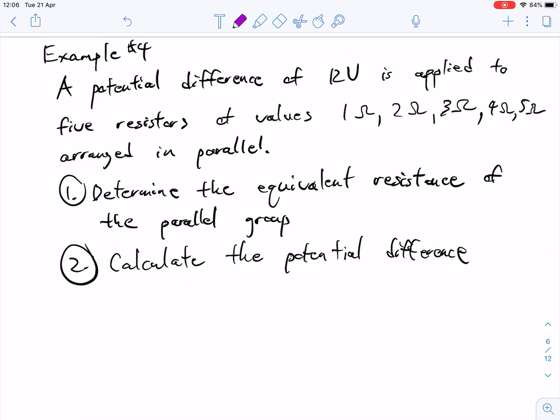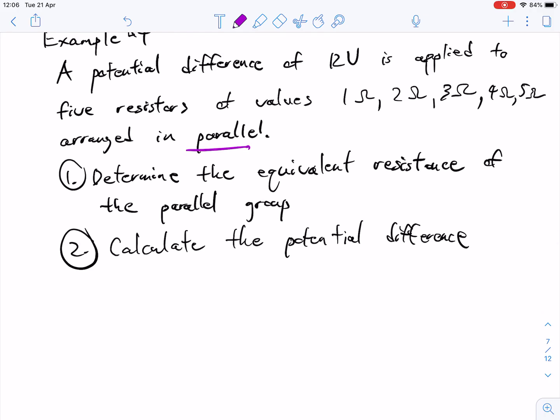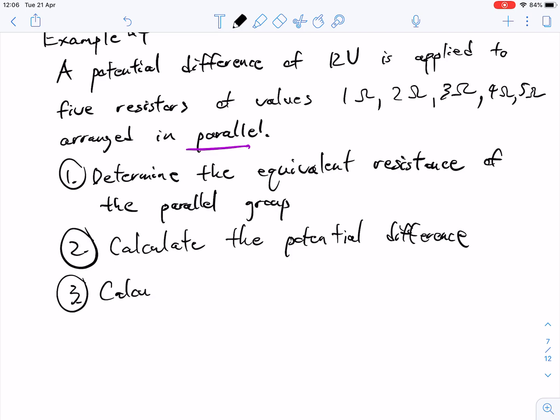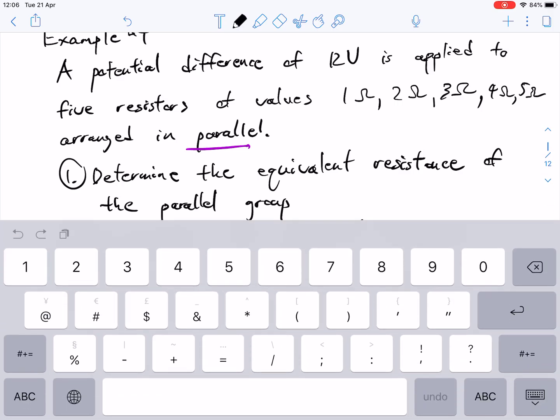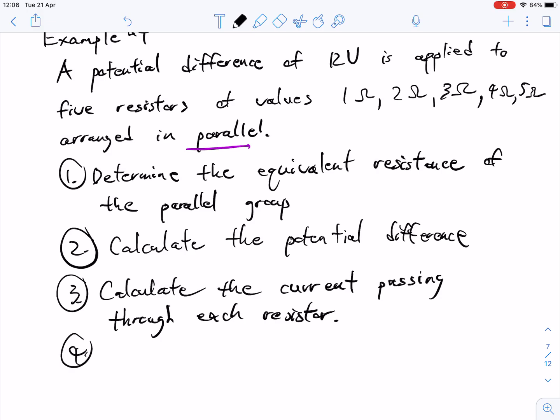Okay, question number 4. This time we're looking at a parallel circuit. I think I forgot to write down the rest of this, but we want to figure out, given the resistance and potential difference, the current passing through each resistor, and then you can also figure out the total current of the circuit.